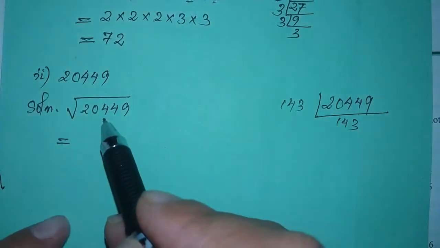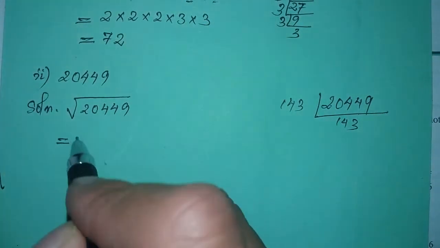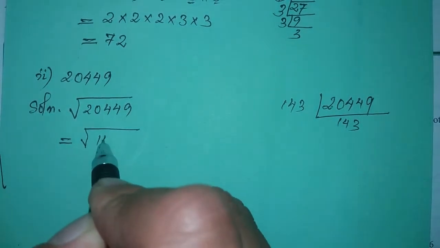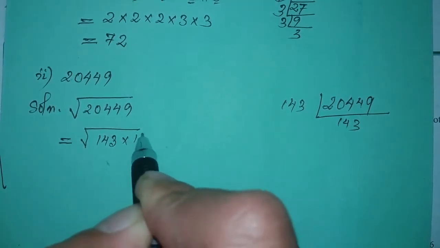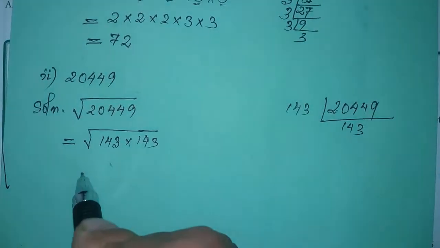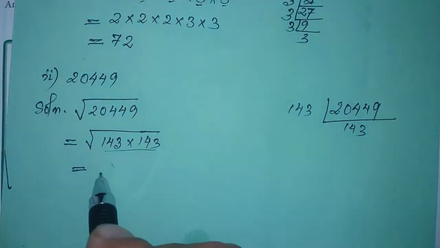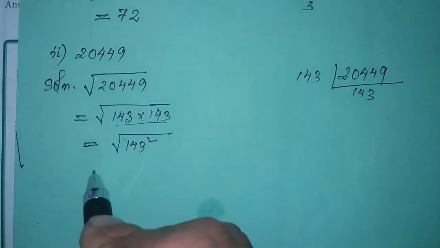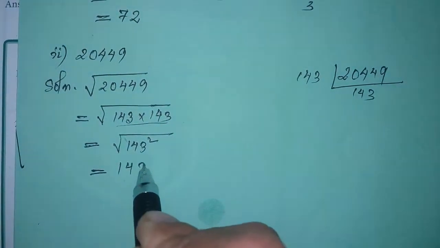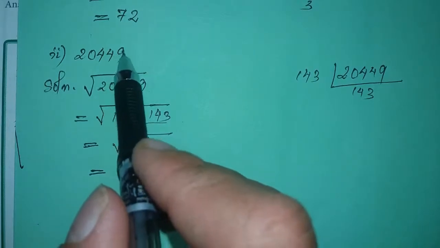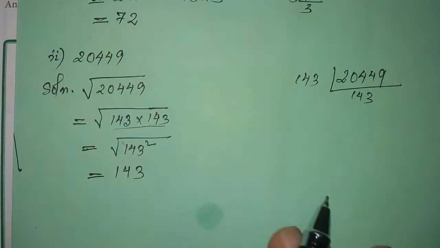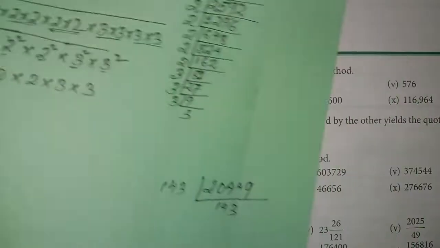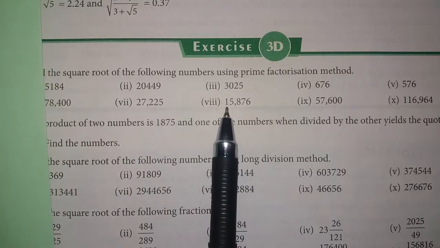So this is simply the square of 143. So you're going to write here 143 into 143. So this is 143 square. So you get here 143. So the square root of 20449 is 143. Now let's see more questions.